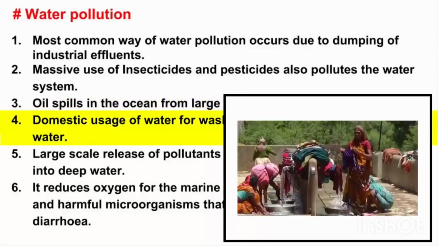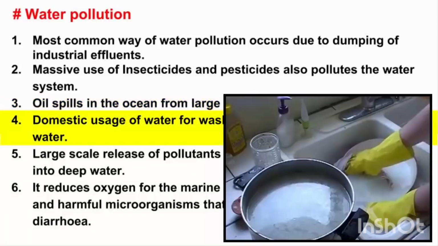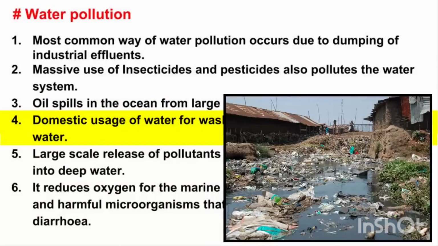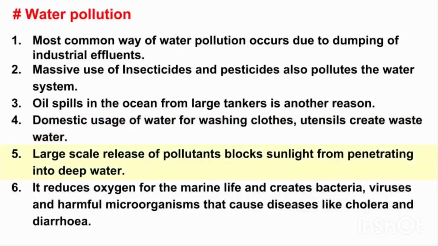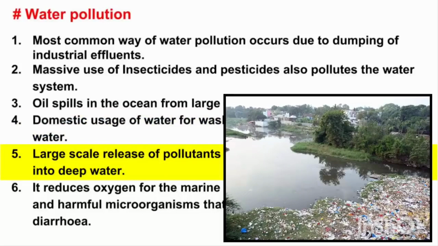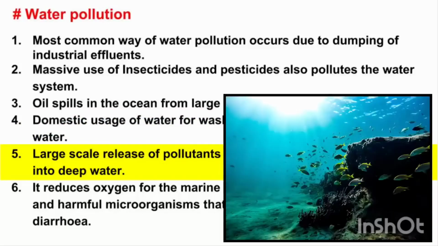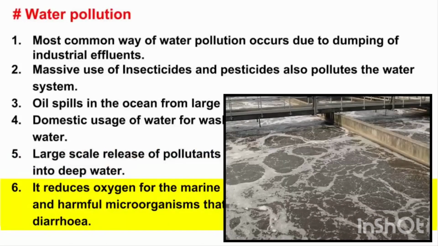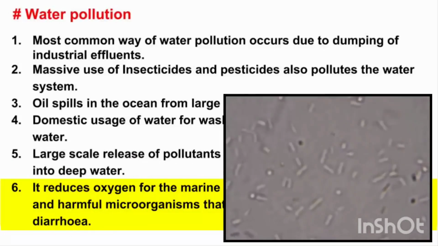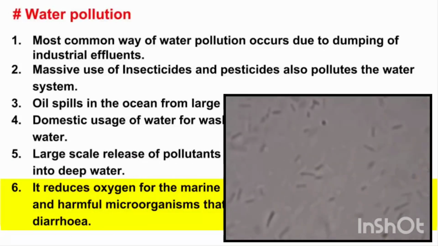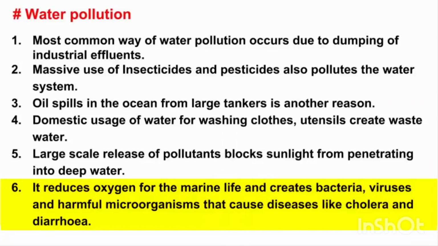Then washing clothes, utensils create wastewater. With no proper sewage treatment, these wastewater are released directly into ponds and lakes, which causes heavy water pollution. The whole point behind all of this is, when large-scale pollutants are released into the water, it blocks sunlight from penetrating, thus reducing oxygen from the marine life, and it also changes their composition due to the introduction of new forms of bacteria, viruses, and other microorganisms that can cause waterborne diseases like cholera and diarrhea.